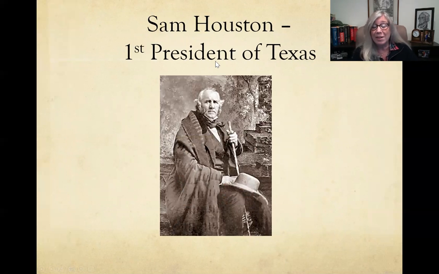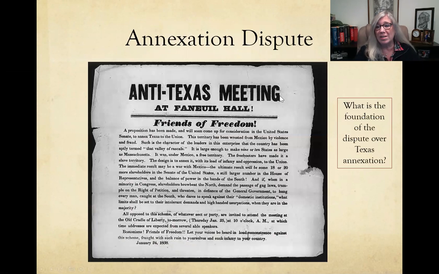And the first president of Texas is Sam Houston, the guy who had led Santa Anna into the trap at San Jacinto and had secured independence for Texas. He's the one who's trying to get annexation from the United States. But that's where we're going to see this dispute.